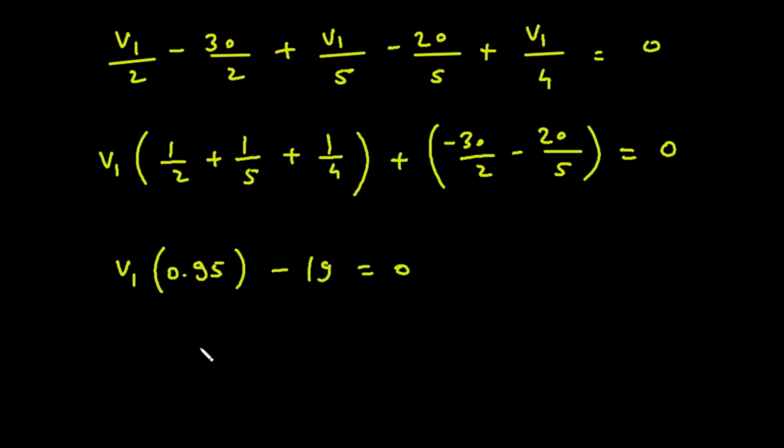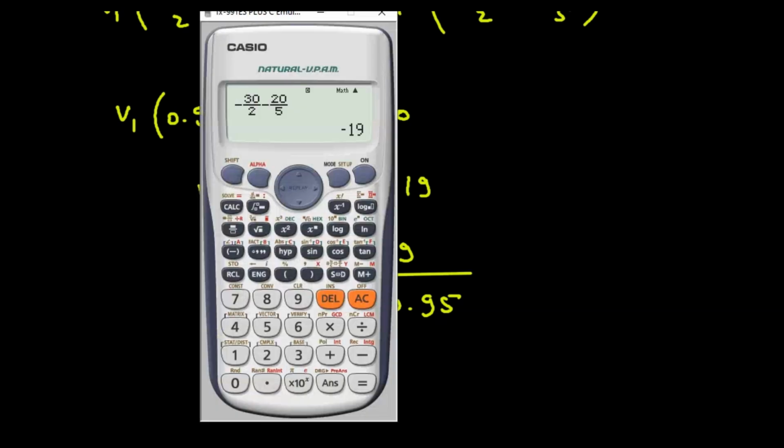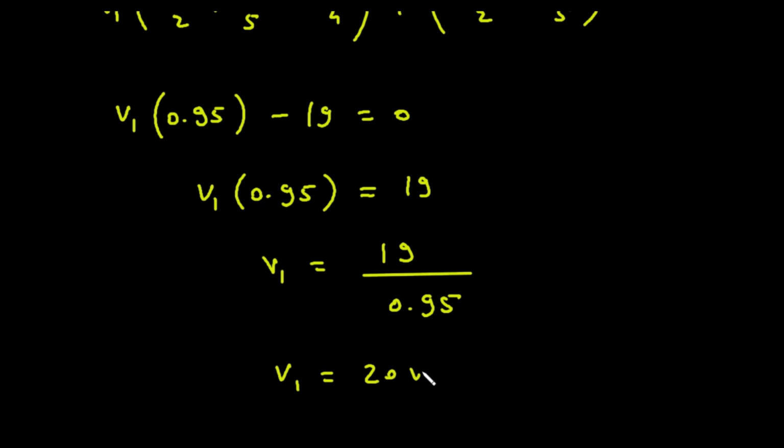If we take this on the right side, it will be V1 times 0.95 is equal to 19. So V1 is equal to 19 divided by 0.95. Therefore V1 is equal to, let's solve this, 19 divided by 0.95, so it is 20. So 20 volt is the answer for V1.